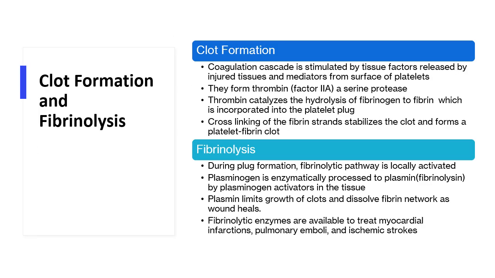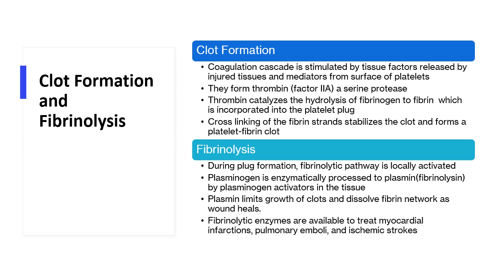Step 5 is clot formation. The coagulation cascade is stimulated by tissue factors released by injured tissues and mediators from the surface of platelets. They form thrombin or factor 2A, a serine protease. Thrombin catalyzes the hydrolysis of fibrinogen to fibrin, which is incorporated into the platelet plug. Cross-linking of the fibrin strands stabilizes the clot and forms a platelet-fibrin clot.